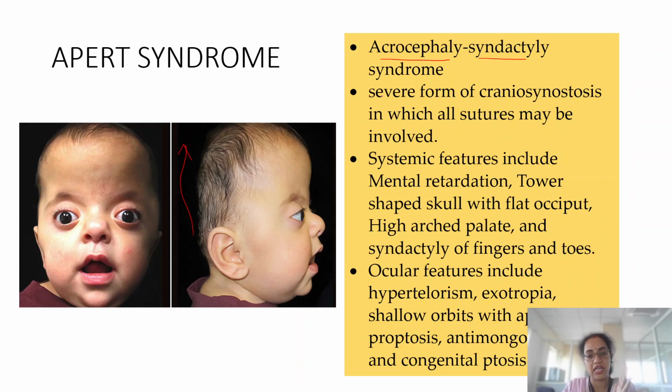The skull is elongated vertically. It's a severe form of craniosynostosis in which all sutures may be involved. The systemic features include mental retardation, turricephaly or tower-shaped skull with a flat occiput, high-arched palate, and syndactyly of fingers and toes. Ocular features may include hypertelorism, exotropia, shallow orbits with pseudoproptosis, anti-mongoloid slant, and congenital ptosis. So these are the associations that you get in Apert's syndrome.